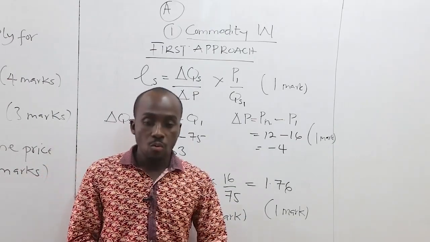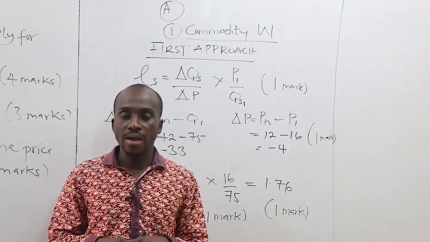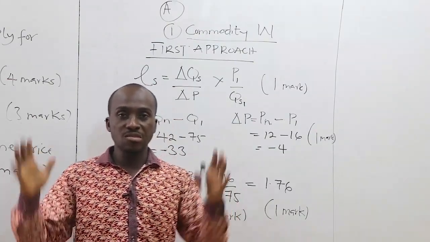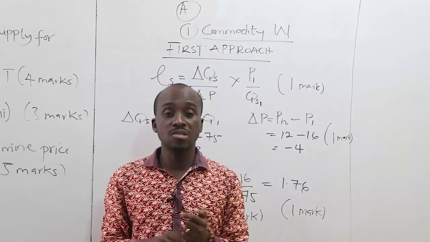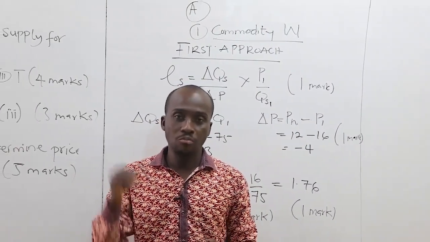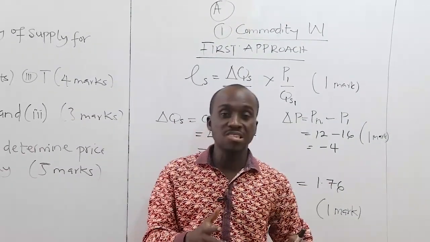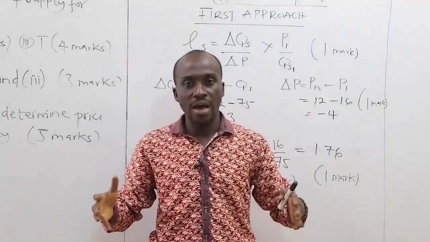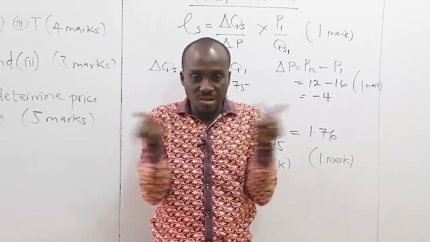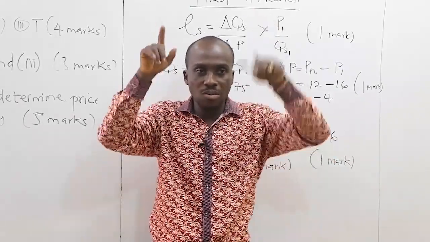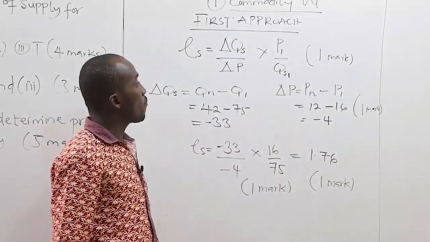And let me say that with price elasticity of supply, anytime you calculate, you have to get positive. Why? Because there is a positive relationship between price and quantity supply. If you don't get positive, you're wrong. When price goes up, supply goes up. When price comes down, supply comes down. They move together. So always it should be positive. So that's the first approach for 4 marks.